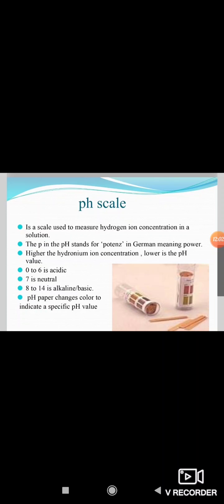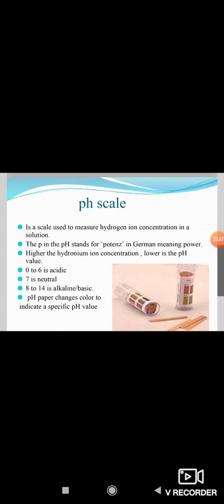The higher the hydronium ion concentration, the lower the pH value. The pH of a neutral solution is 7. When the pH value is less than 7, the pH scale represents an acidic solution. As the pH value increases from 7 to 14, it represents an increase in OH minus ion concentration in the solution, so the strength of the alkali increases.